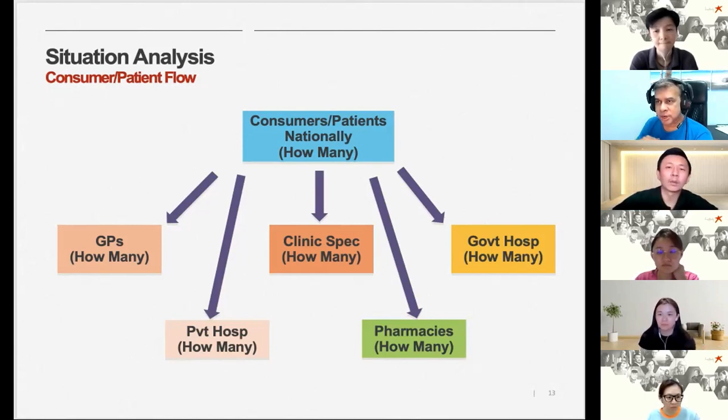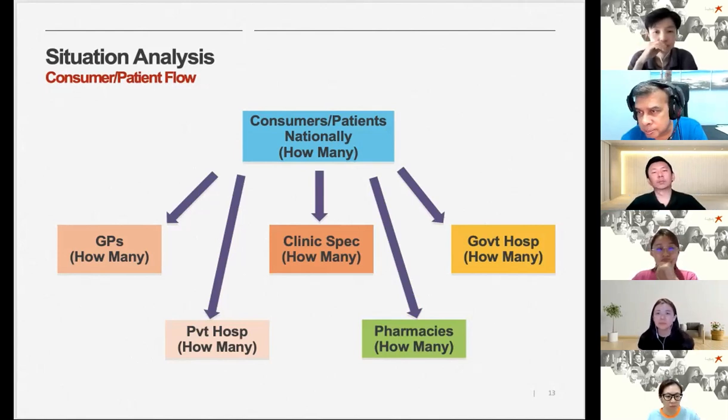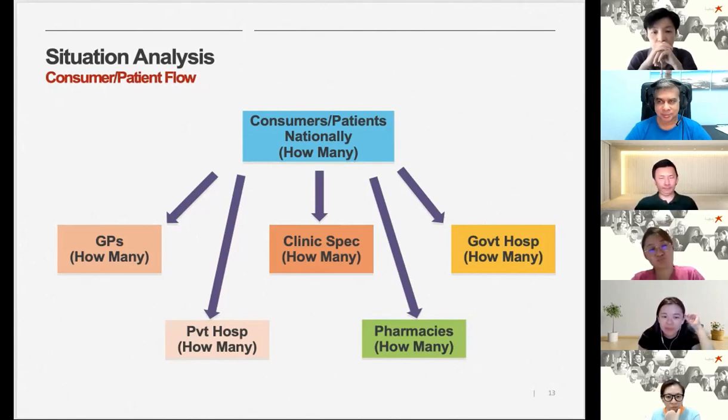All right, Siwei and Fiona. What I'm trying to tell you is the number in the big blue box must equal the addition of all the bottom boxes. Now I want to ask Fiona and Siwei a question. Where would you put the patients who go to a private hospital and then after that they follow up in the pharmacy? Private hospital?